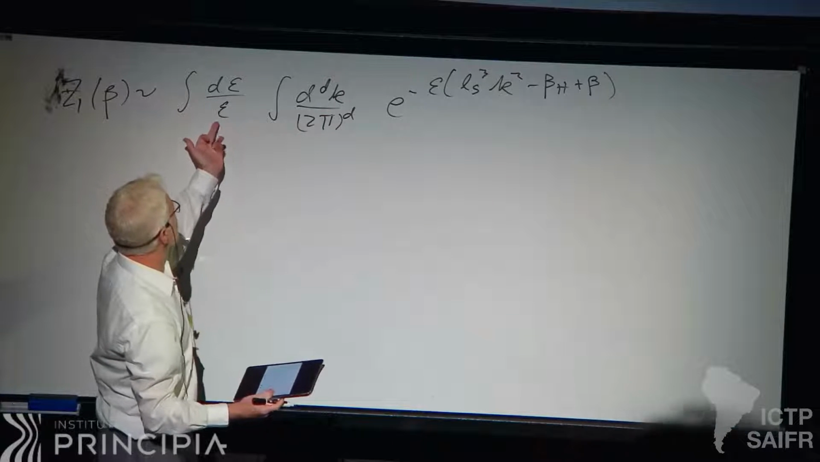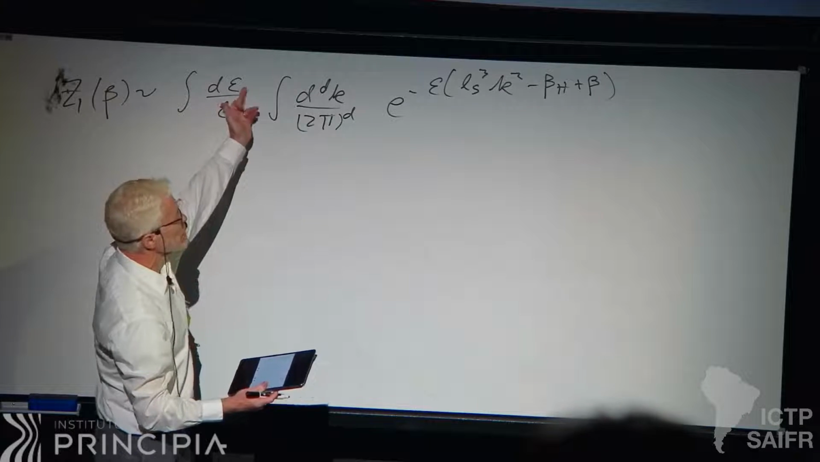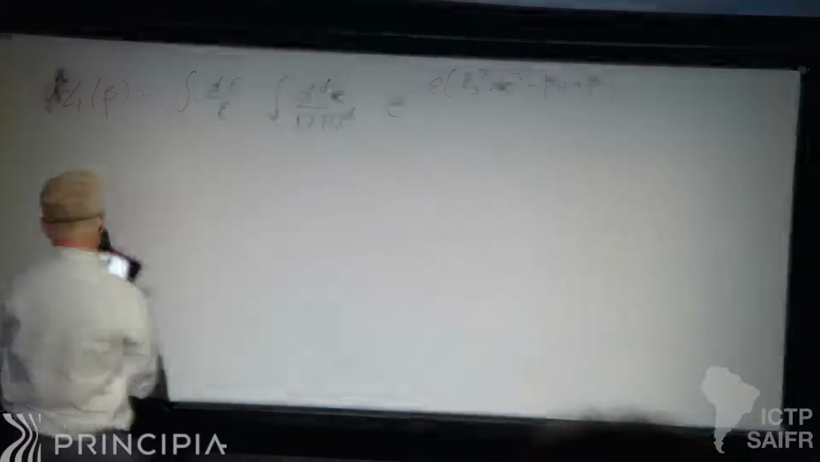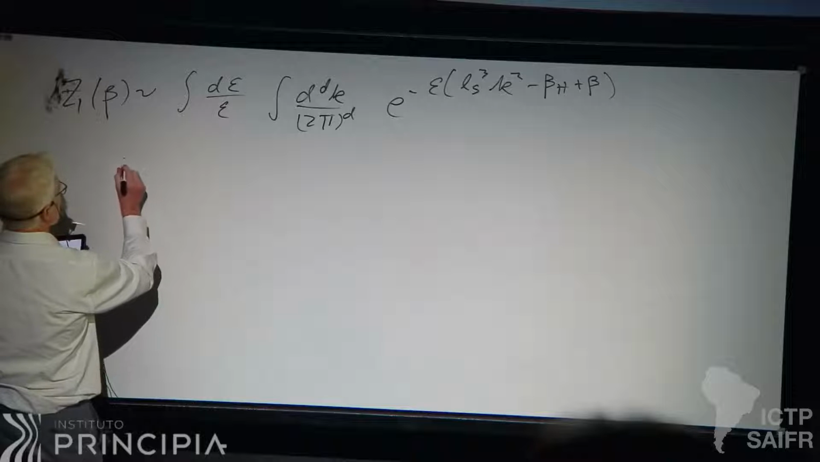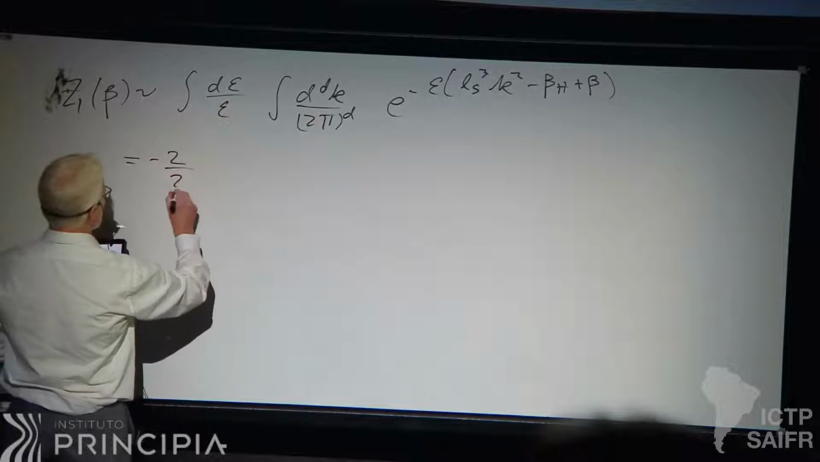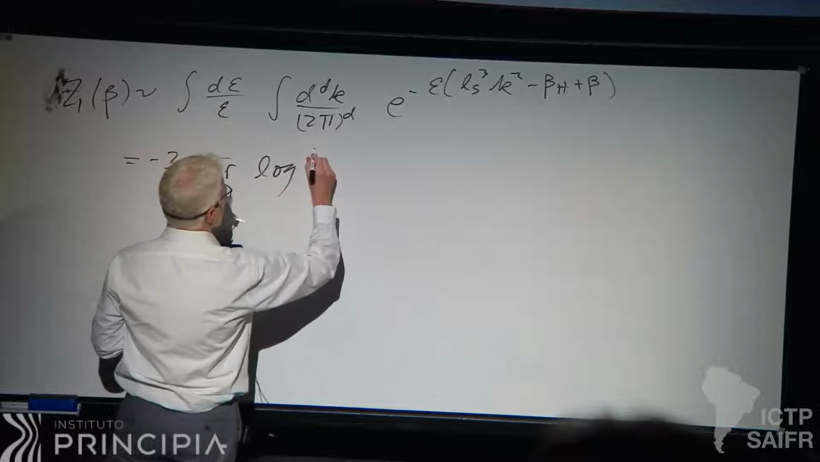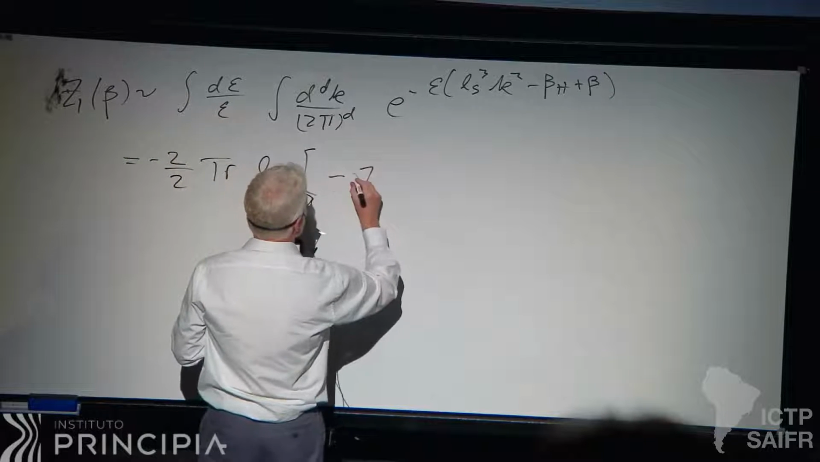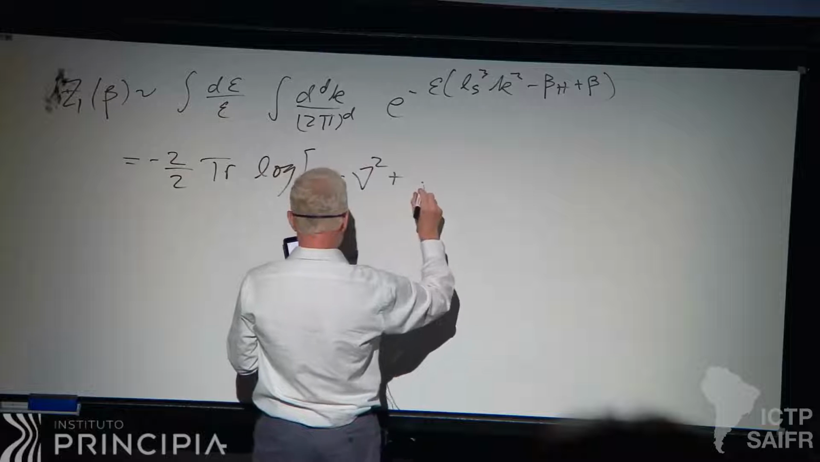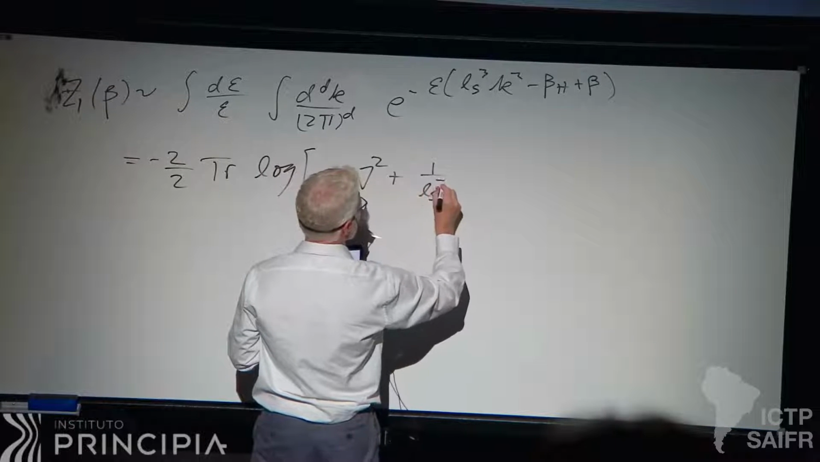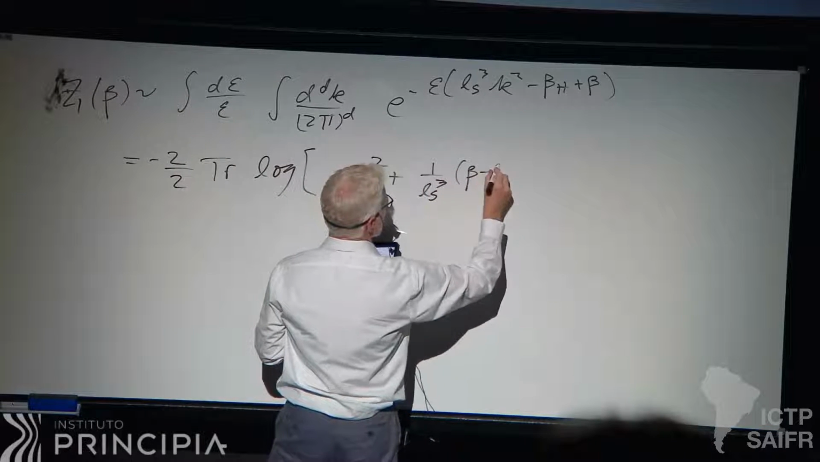And now I can do this integral over epsilon, over e. And that's basically just going to give me this log factor. It's going to give me, this will be equal to minus 2 over 2 times the trace of a log times minus del squared plus 1 over ls cubed times beta minus beta h.